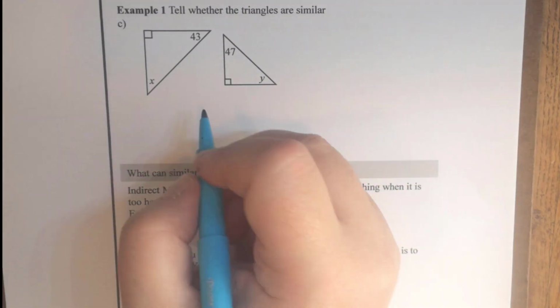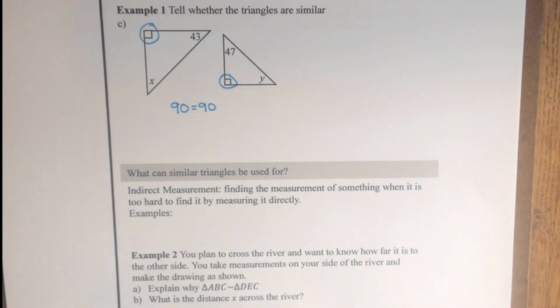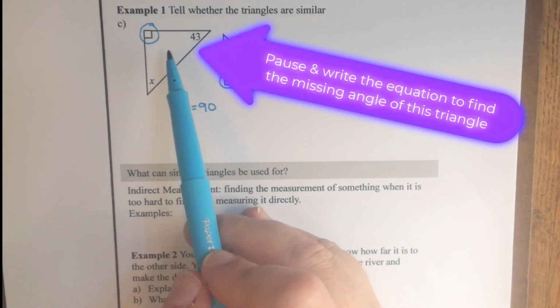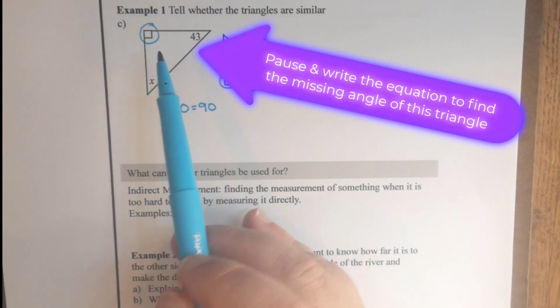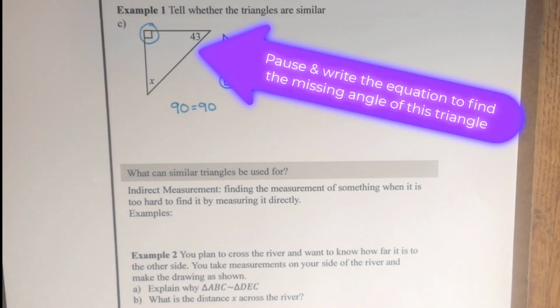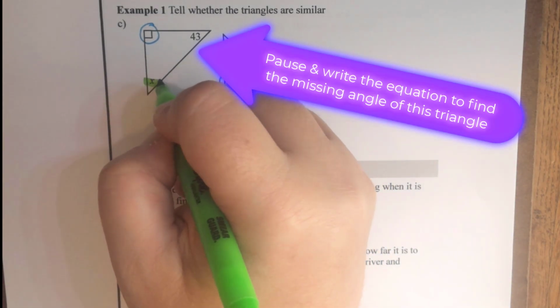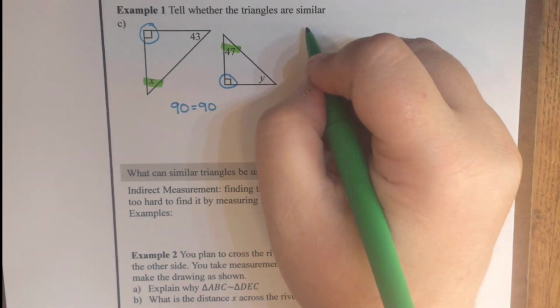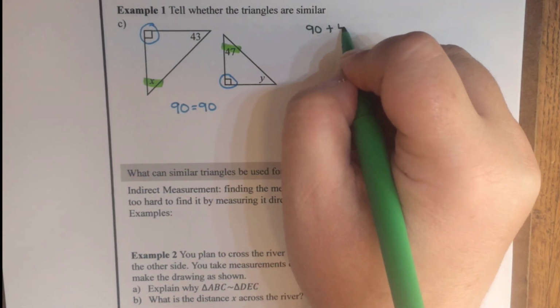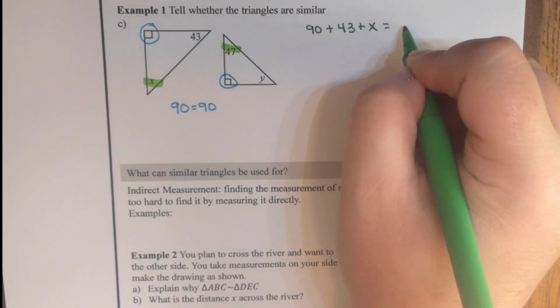I have my 90 right there. And now I just need to get one or the other. So let's go ahead and just do this one and see. And now let's look at this. Let's see if x is equal to 47. So 90 plus 43 plus x equals 47.